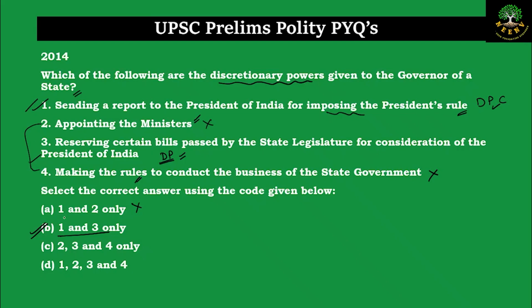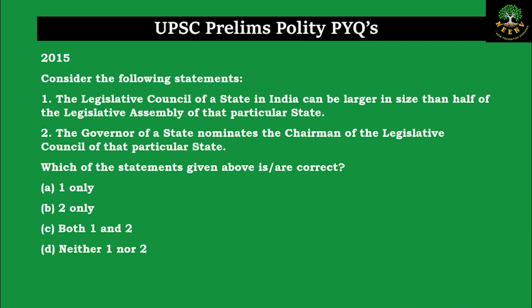Option 1 and 3 will be the discretionary powers. So B is the correct answer. Let us discuss the next question.